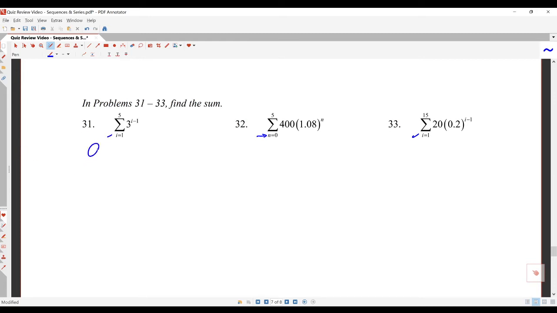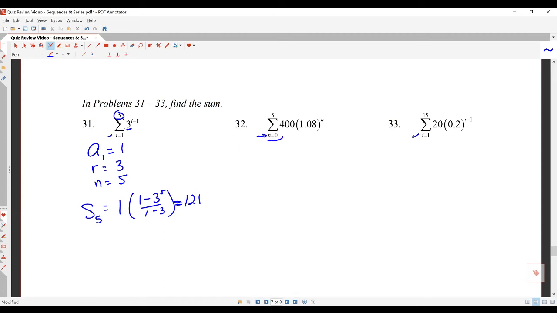The sum, our A1 value, if I plug in 1, 1 minus 1 is 0, 3 to the 0 is 1. My R value is the base of that exponential, so that R value is going to be 3. And our n is 5. That's how many terms we are adding up. So S5 is going to be the first term times 1 minus 3 to the 5th over 1 minus 3. Put that out, that comes up to be 121.